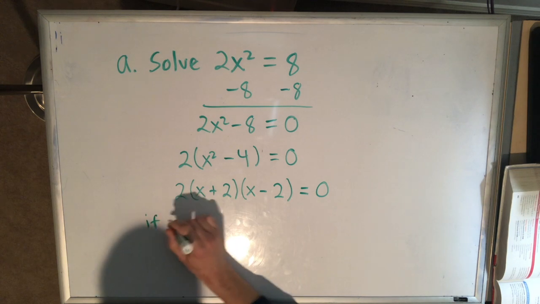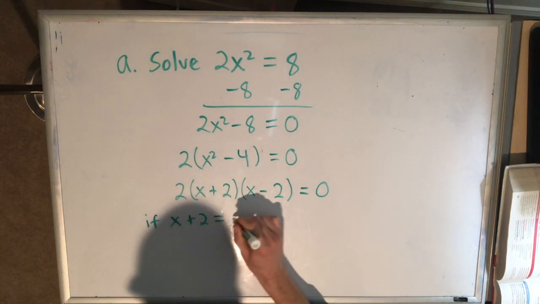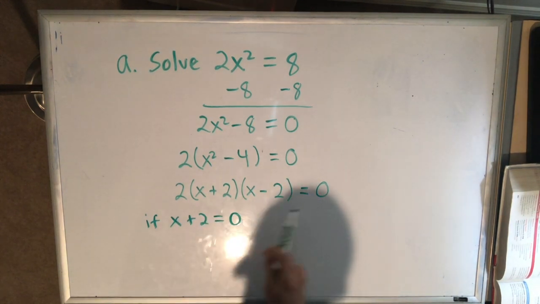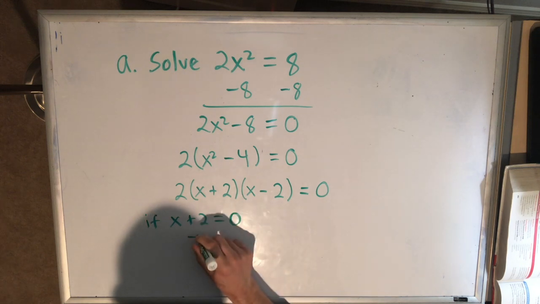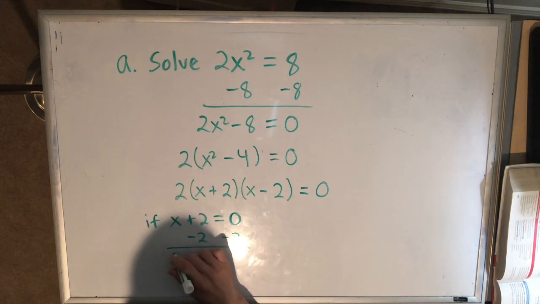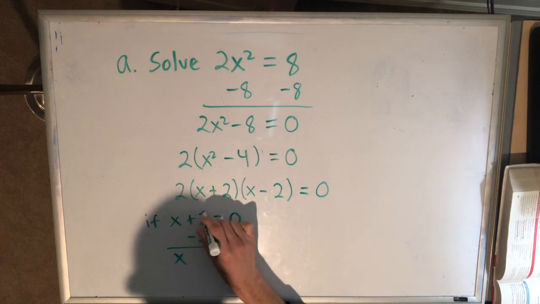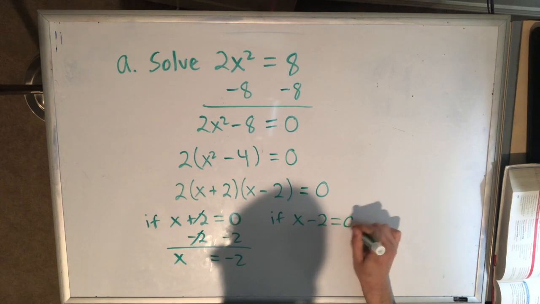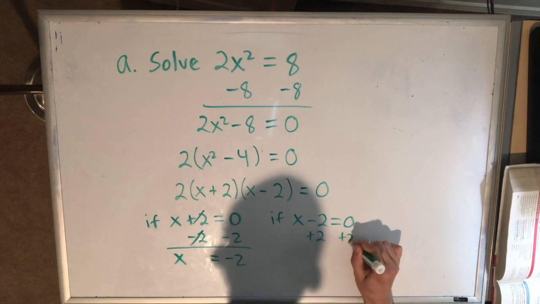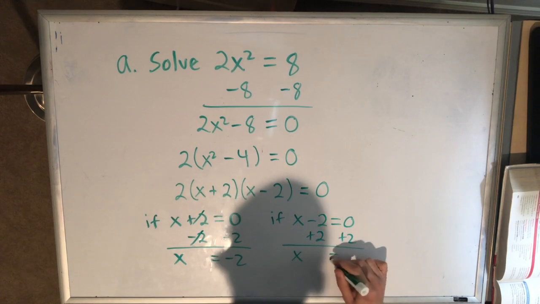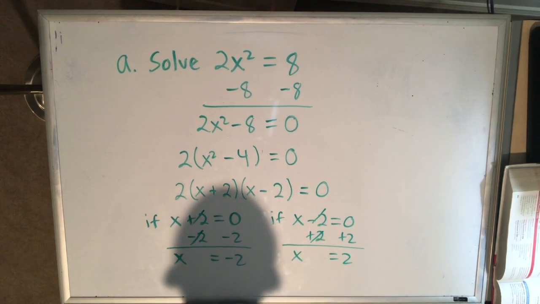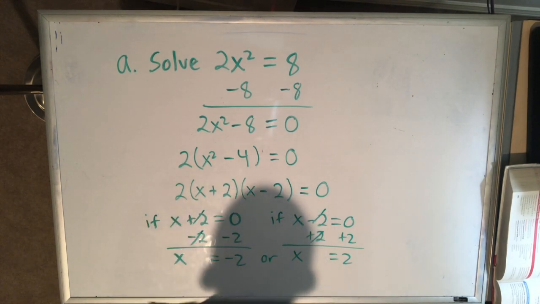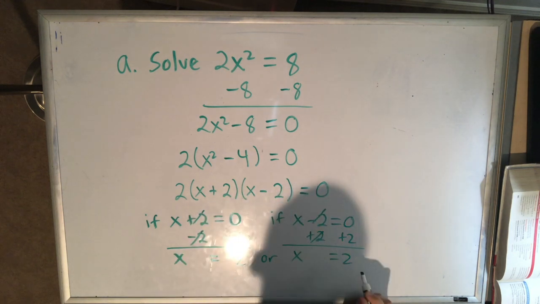If x plus 2 equals 0, which is a possibility because 2 times 0 times x minus 2 is 0, since anything times 0 is 0, then subtract 2 from each side, and we get x equals negative 2. If x minus 2 is the quantity that equals 0, then add 2 to both sides. You get x equals 2. And obviously 2, the other quantity there, does not equal 0. So we have x equals negative 2 or x equals 2.